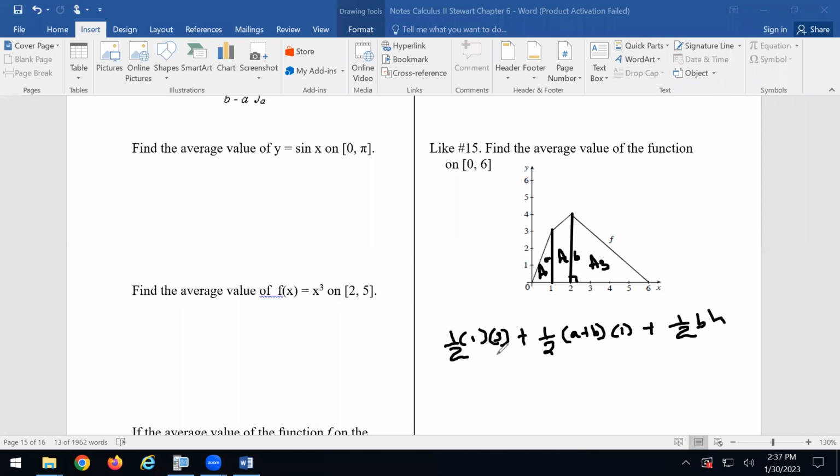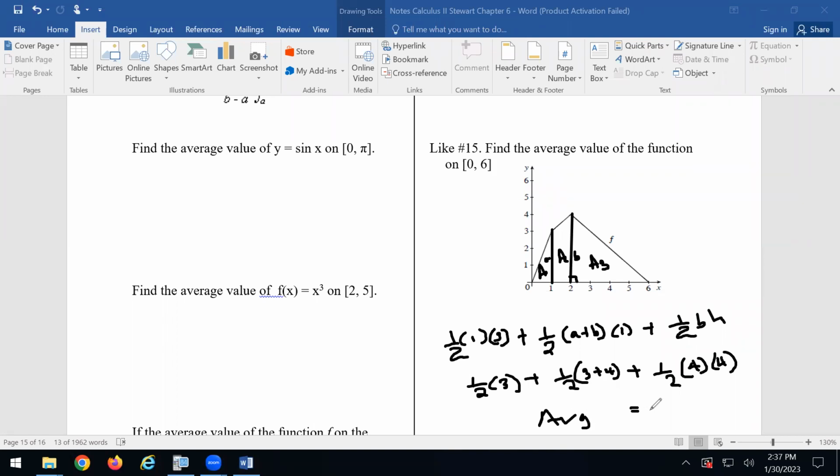Let's fill in our values. So this is just going to be half times 3 plus half times the quantity 3 plus 4, since A in this case is 3 and B is 4, plus half times the base. What's the base here? From 2 to 6, that's going to be 4. And the height is also from 0 to 4, which is 4. Then you would combine all of that to get the average value.